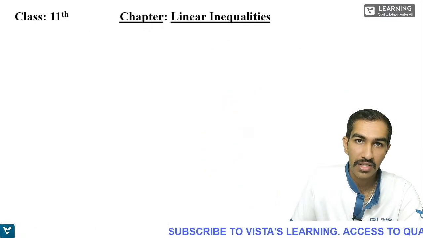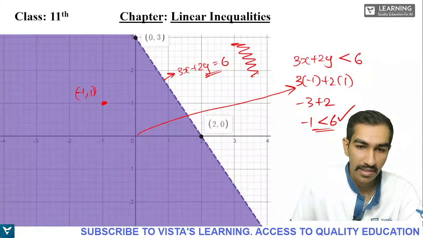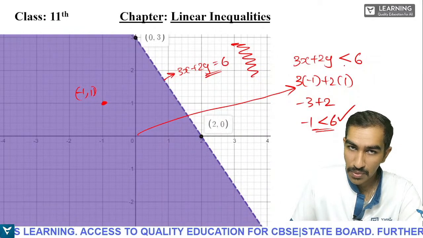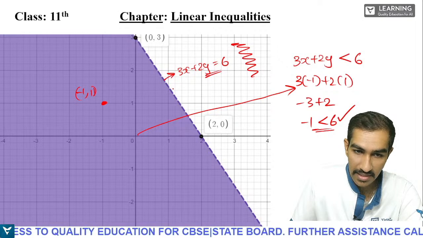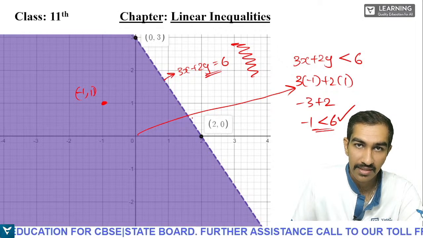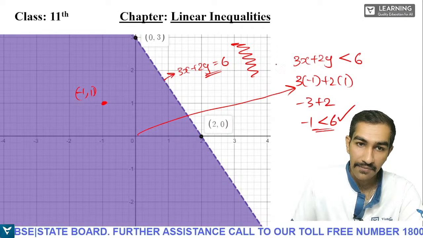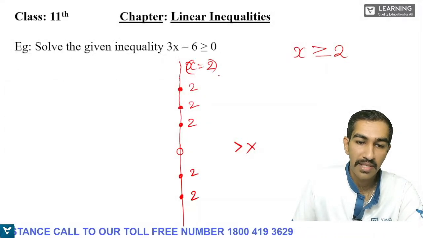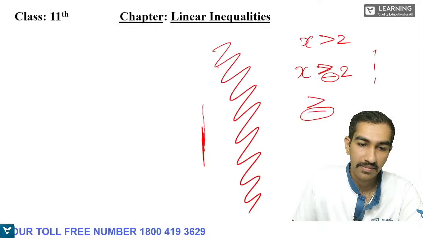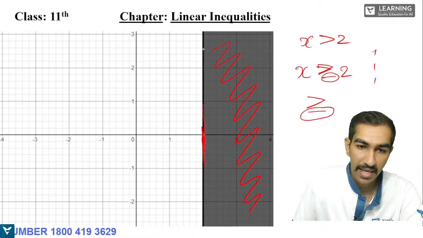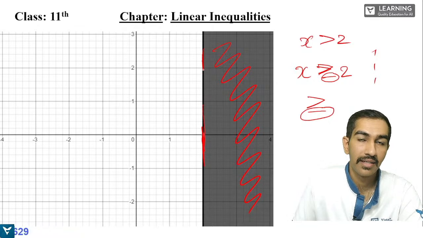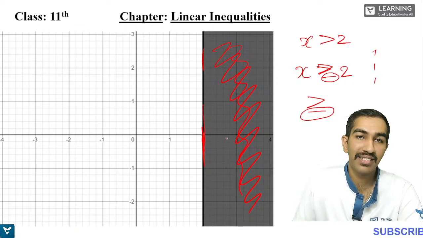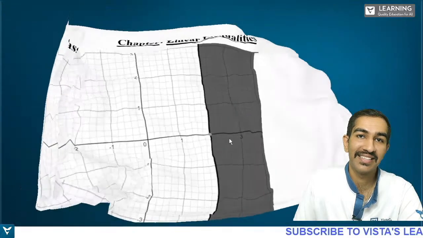If you want, you can check it in the previous example. See, this was lesser than 6, right? Equal to is not written. So since equal to is not written, you see the line here is dotted. I think you can observe that. Correct? If the equal to symbol is given here, then this line will become solid. Solid means what? Like this. See the black line here? It is solid. So this shaded region is the solution of the given inequality.